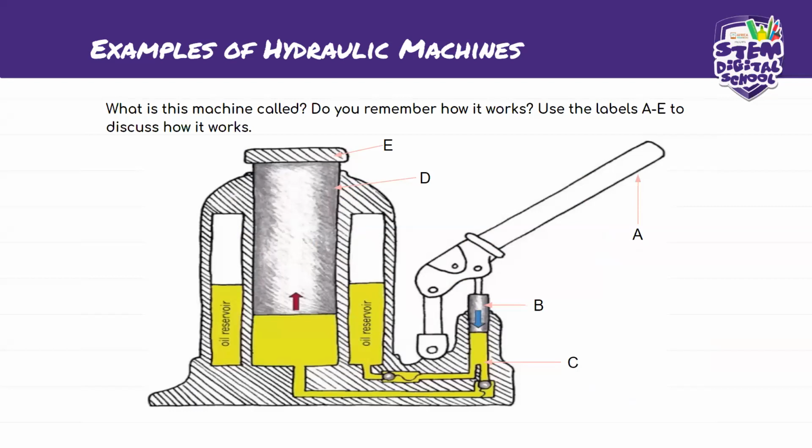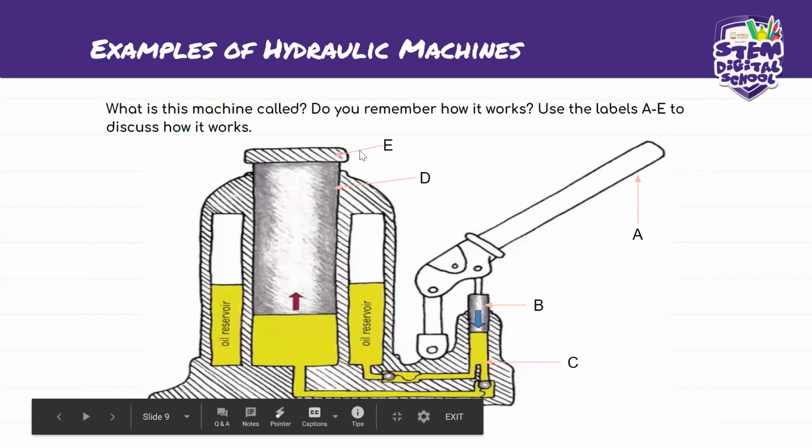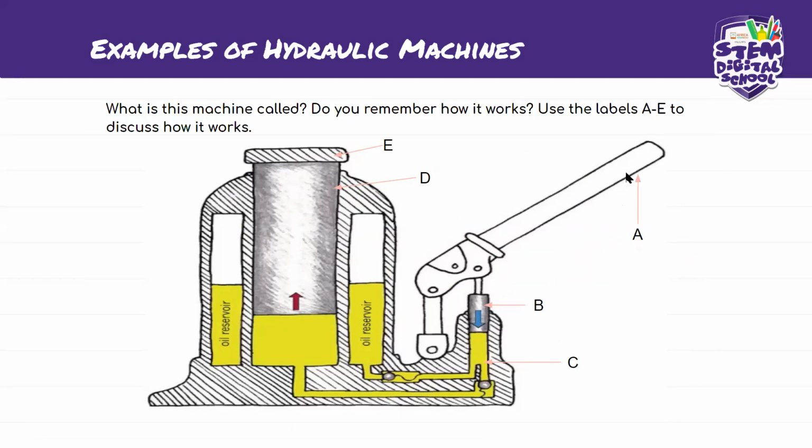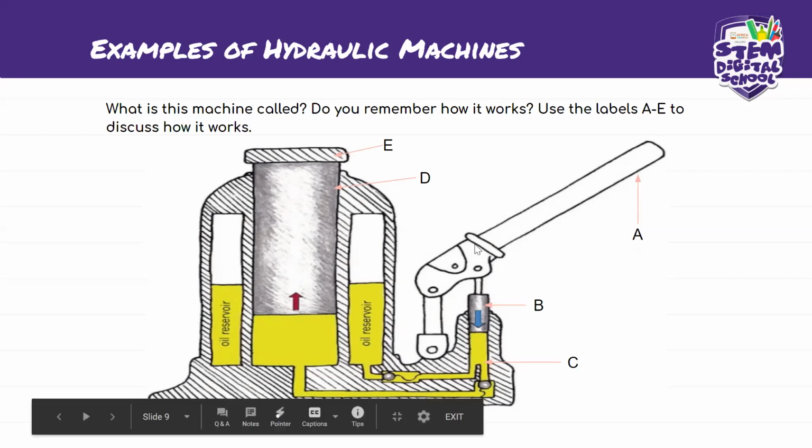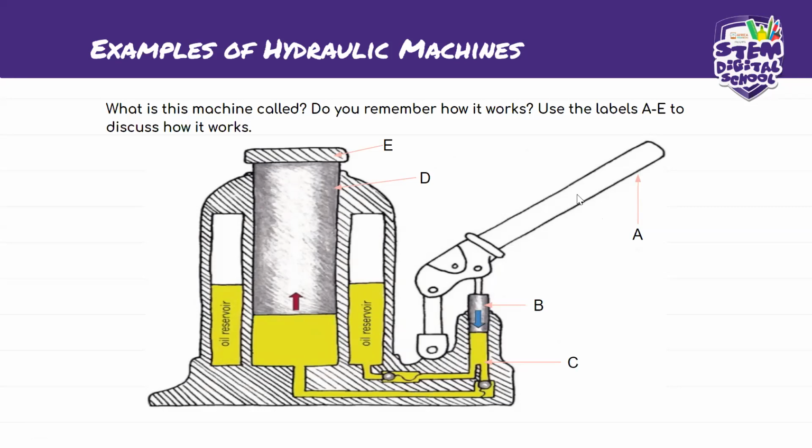Now I want you to look at the labels from A to E. I want you to tell me how this machine works by telling me what each label is. We are all going to contribute. We are all going to remind each other how this machine works. One of you can tell me what A is and what it is used for.